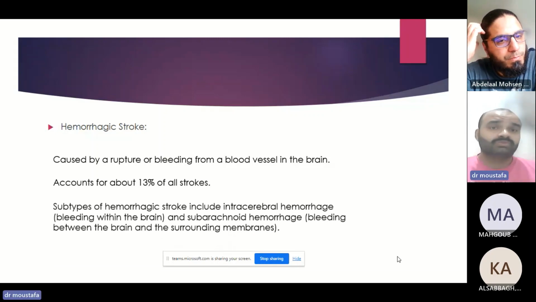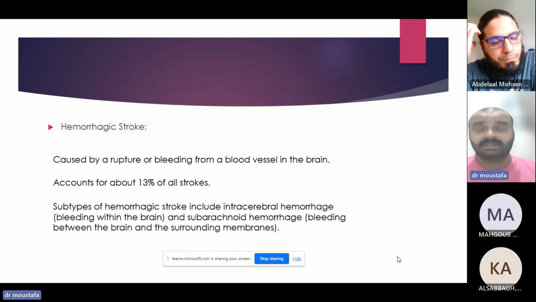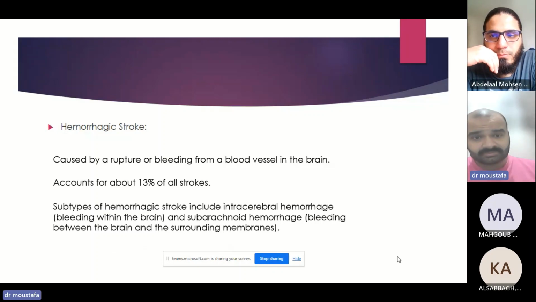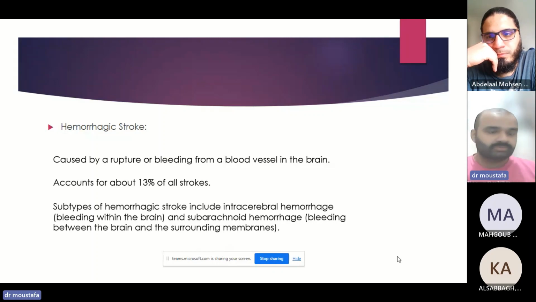As we discussed before that ischemic stroke has subtypes, the hemorrhagic stroke also has subtypes. We have two types, intracerebral hemorrhage and subarachnoid hemorrhage. Of course, we all know intracerebral hemorrhage is bleeding inside the brain. And subarachnoid hemorrhage is bleeding between the brain and the surrounding membranes. Excuse me if I'm going so fast, or if I'm not making a clear sound or anything, please stop me and let me know.